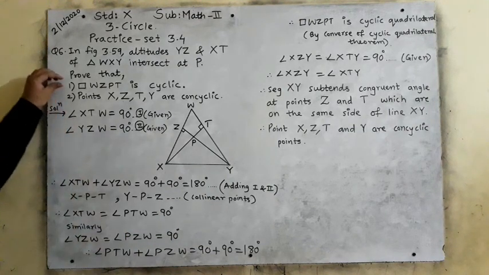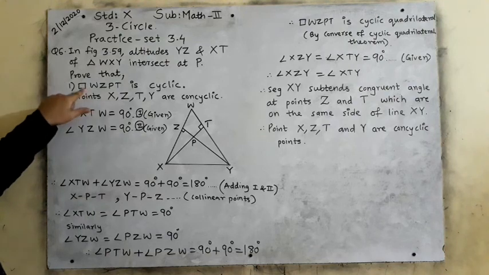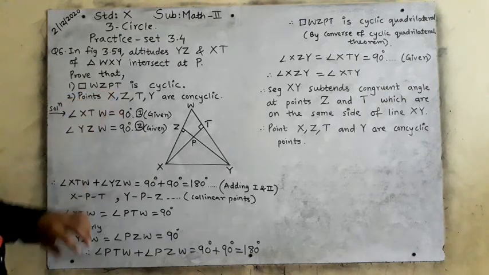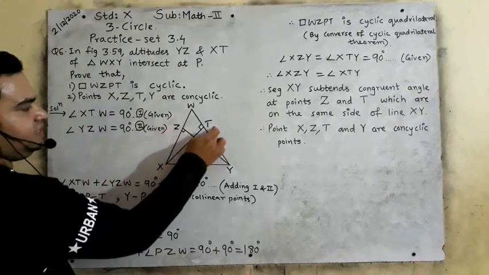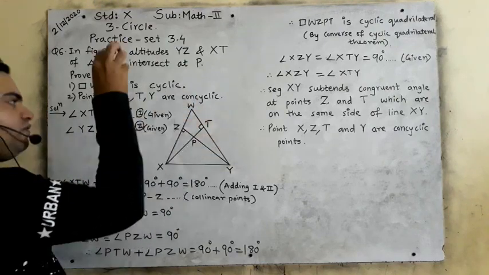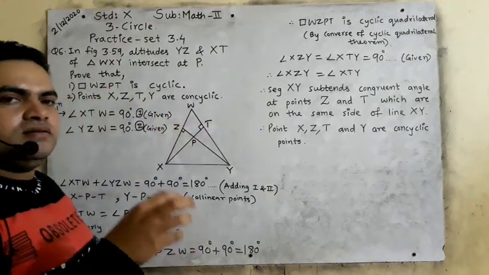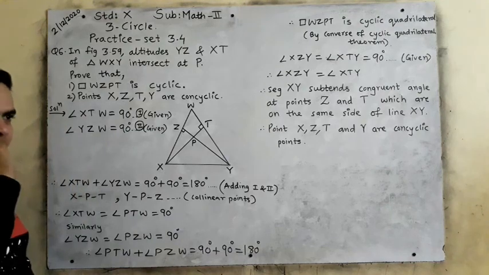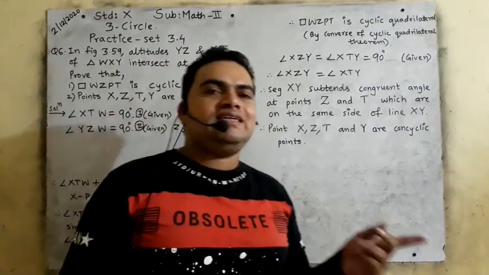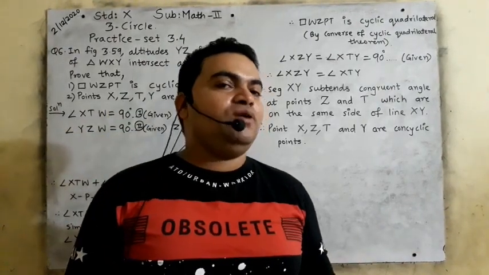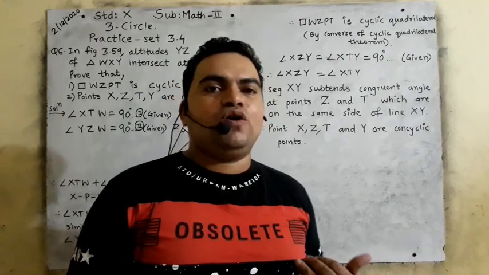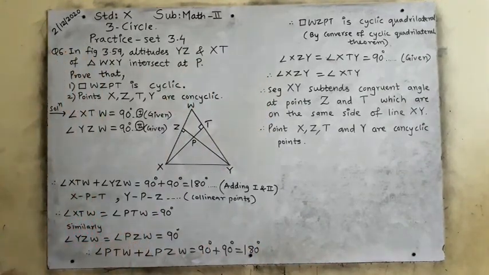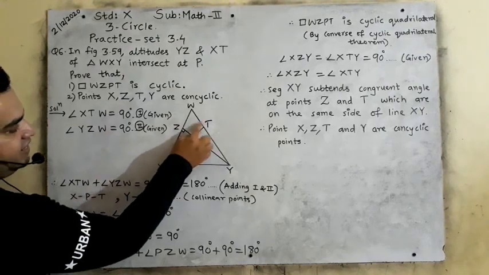So number 1, first we will focus on quadrilateral WZPT. See, WZPT, it is a quadrilateral. Now we have to prove it is cyclic. So cyclic we have learned yesterday. I have said the sum of two opposite angles should be 180 degree, then only we can say it is a cyclic quadrilateral. Now look at here, we will read this figure.